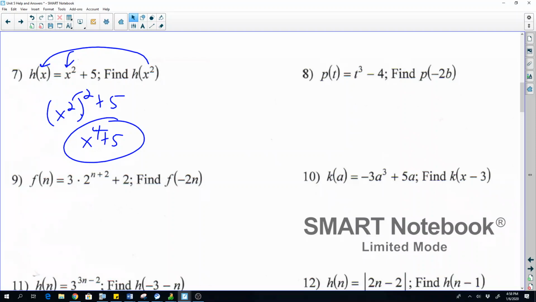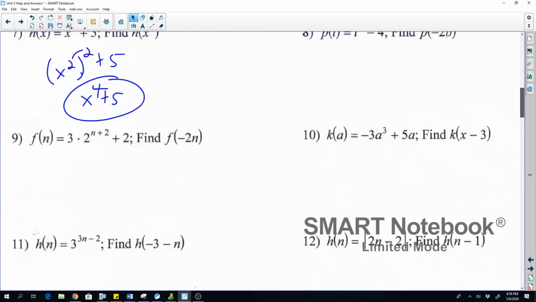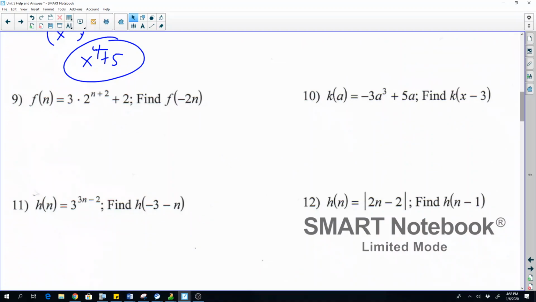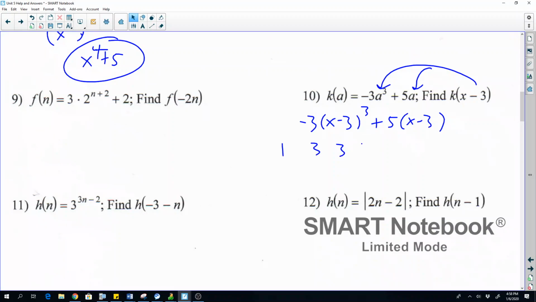Then it's a little bit tricky. For example, number 10 gets kind of crazy on us because you're taking x minus 3 and plugging it in wherever you see an a. So that's going to be negative 3 times x minus 3 to the third power plus 5 times x minus 3. Realistically, you could use Pascal's triangle to do the cube. So that'd be 1, 3, 3, 1, because row 3.